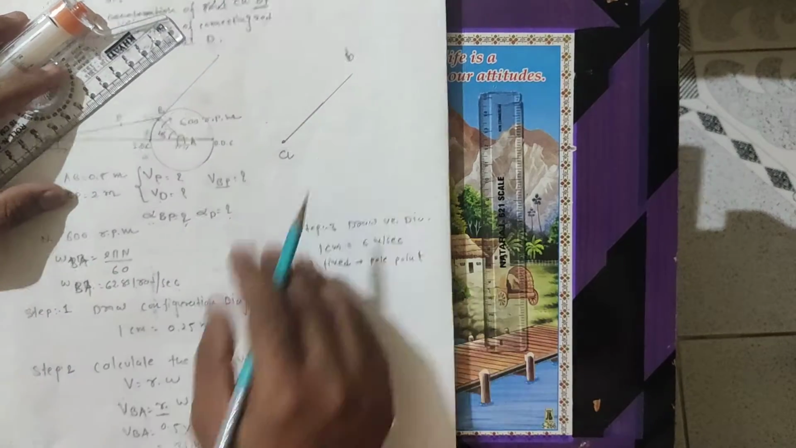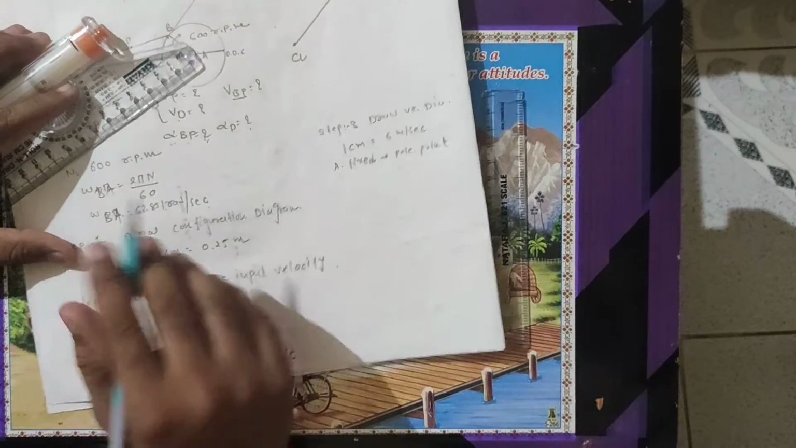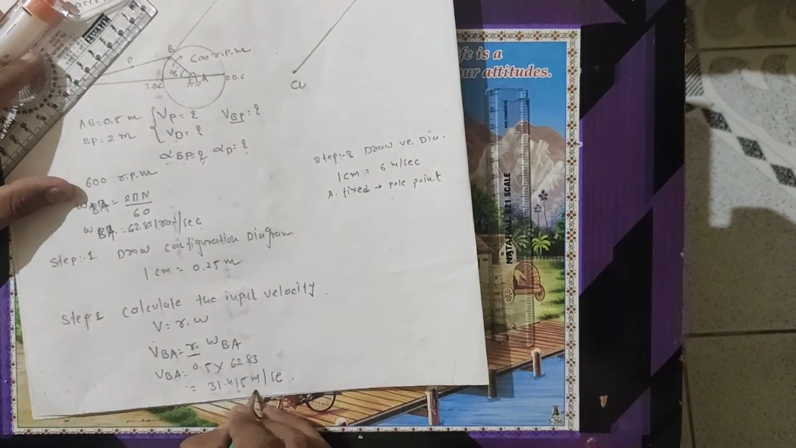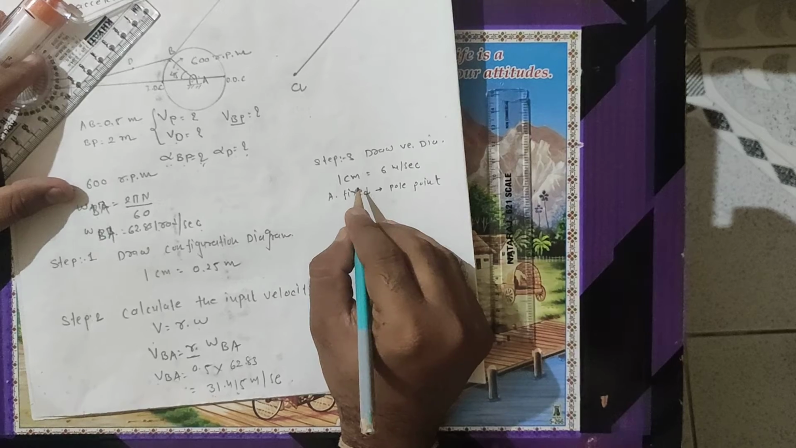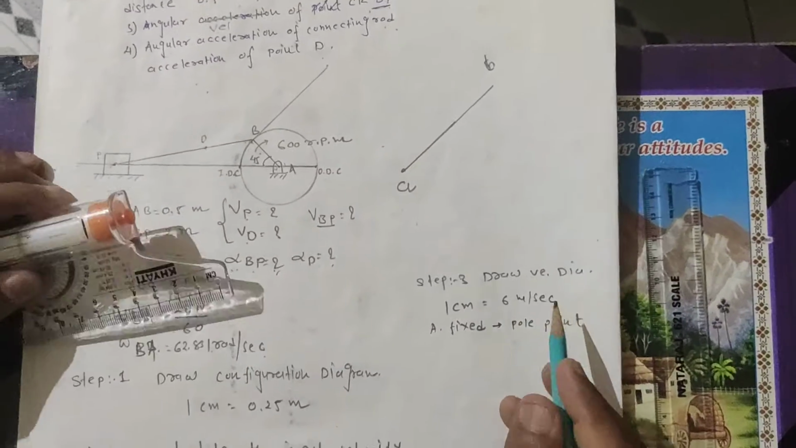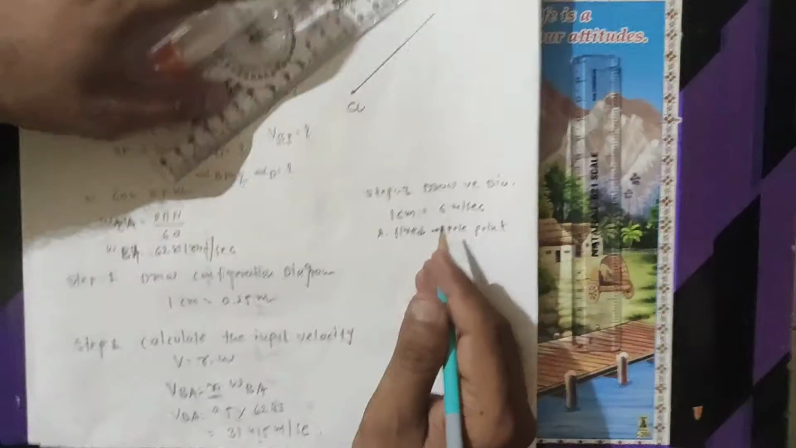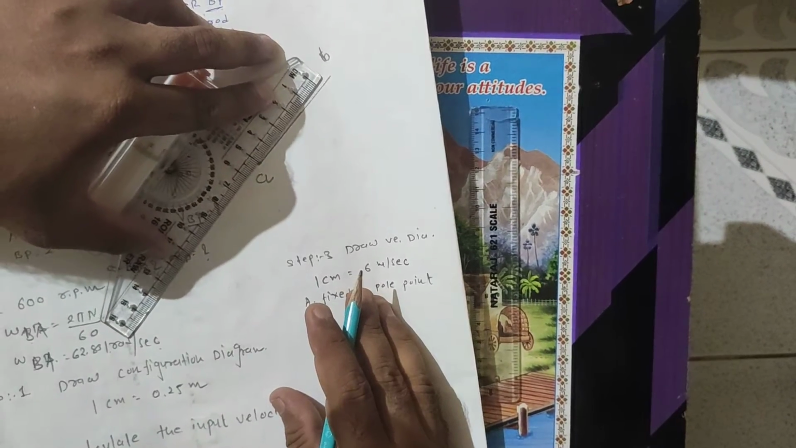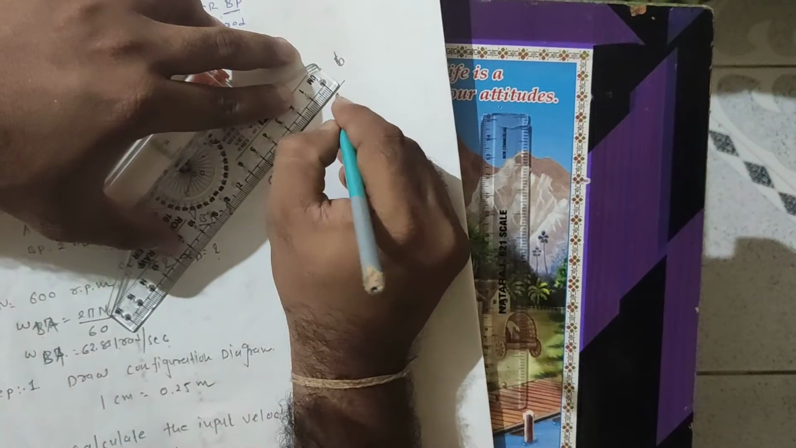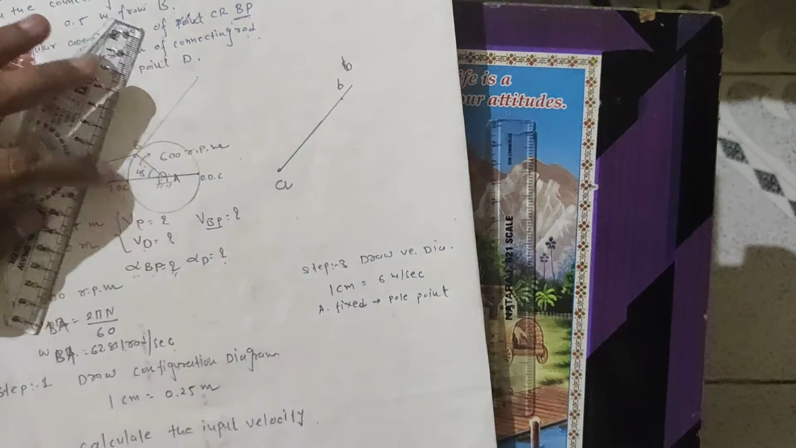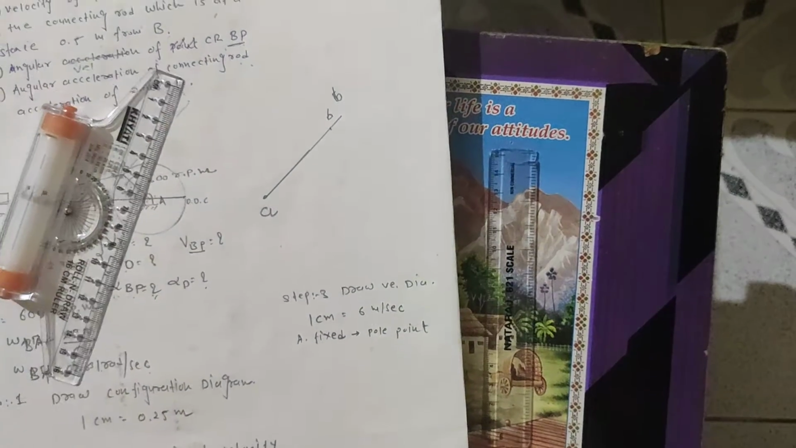So for AB, as given over here, the magnitude is known and the direction is also known. The magnitude is 31.415. So we use 1 centimeter equal to 6 meter per second. 31 divided by 6 is nearby 5 centimeters, so I have to draw approximately 5 centimeters. Okay, so this is the point B that we consider over here.